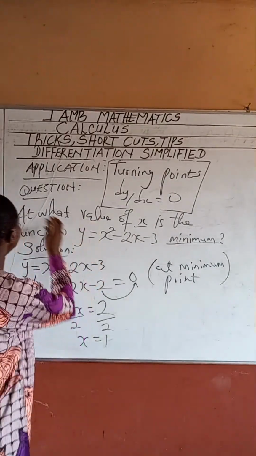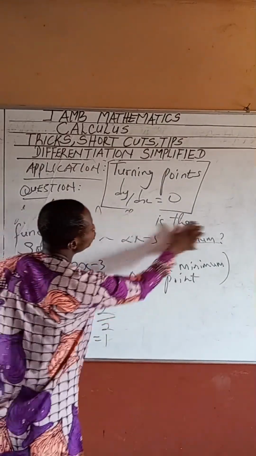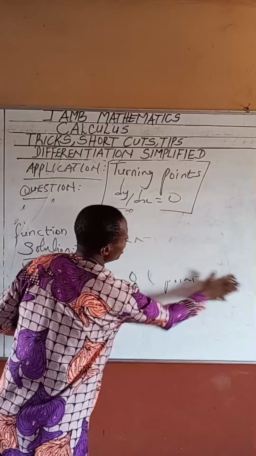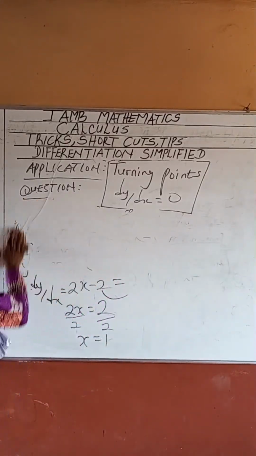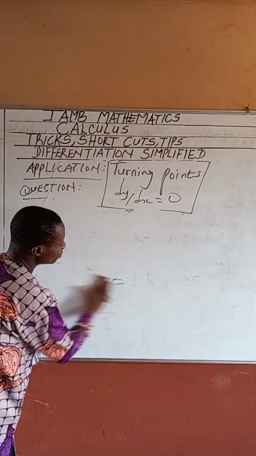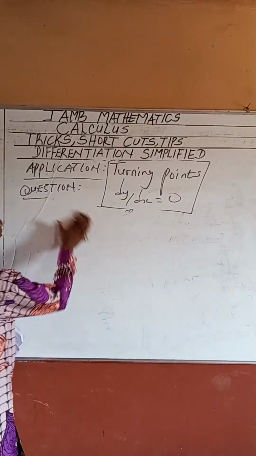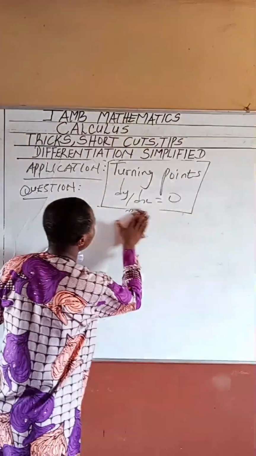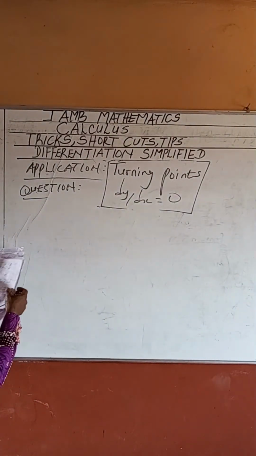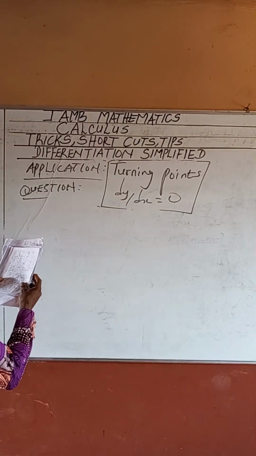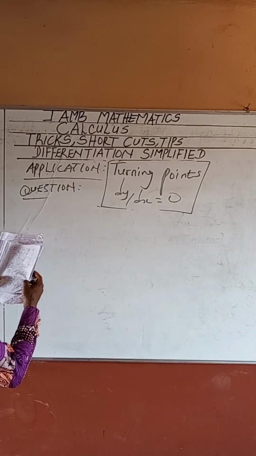So let's proceed to the next question. Note dy/dx equals 0 at maximum or minimum points. So quickly go to the next one so we don't waste time at all. There's no time to waste. Yes, this is a hot season, a very hot season. JAMB is hot. Find the value of x.